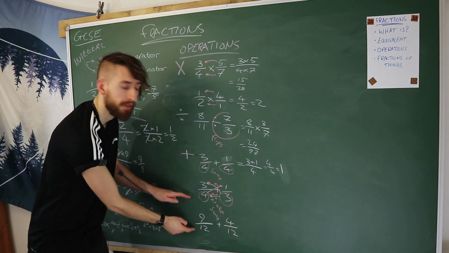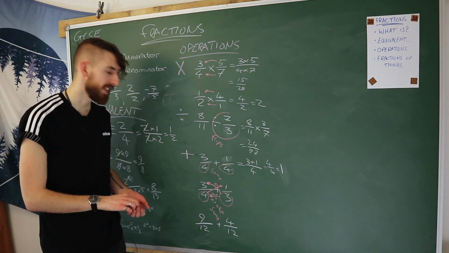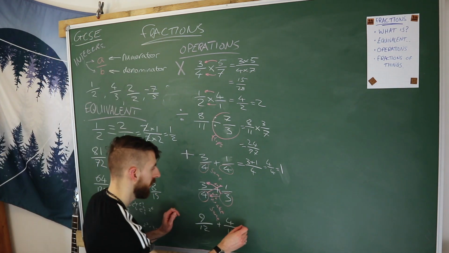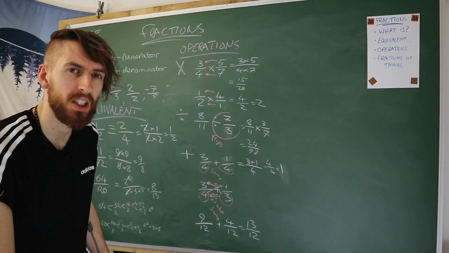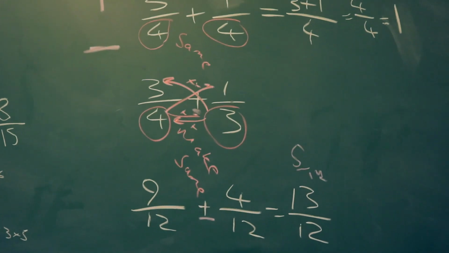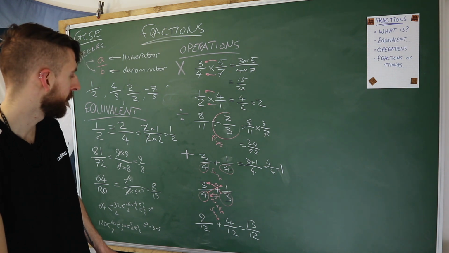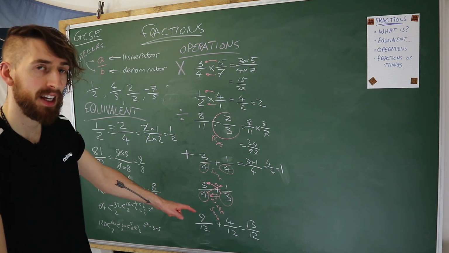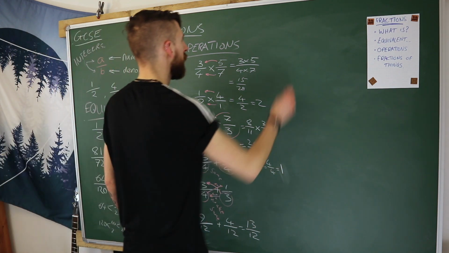These are equivalent fractions, but now we've got the same denominator. Since they are now the same, we can just add as before. And you get 13/12. What is 13/12 of a pizza? Well, it's 1 and an extra bit, isn't it? Yeah, that's what that is. So that is adding. What is minusing?